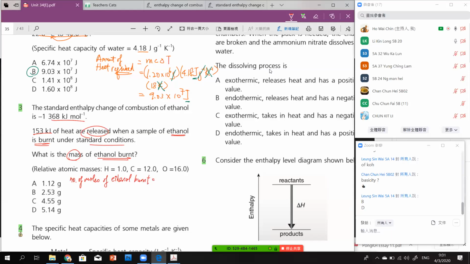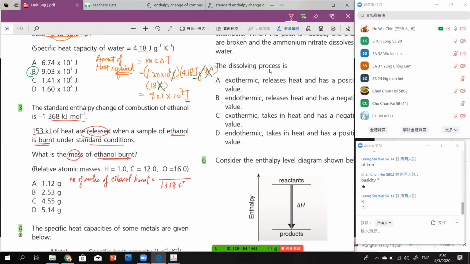Which is equal to 1,368 kilojoule per mole. So you may find this is just for 1 mole, so you are going to put it into the denominator, such that you can come up with the number of moles of ethanol.